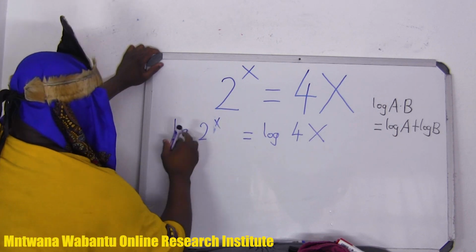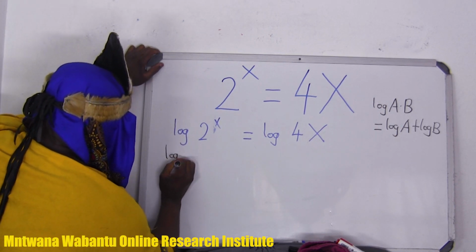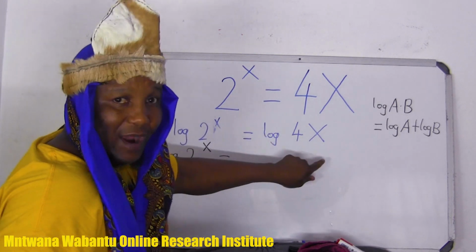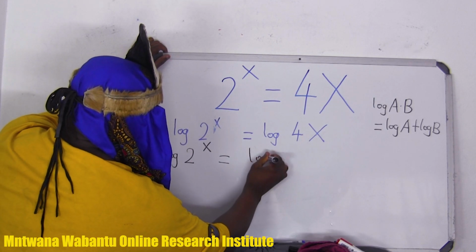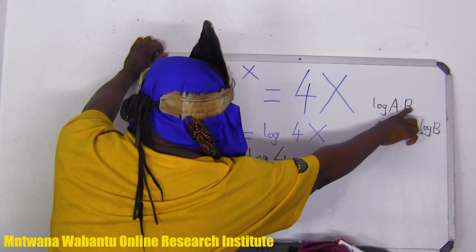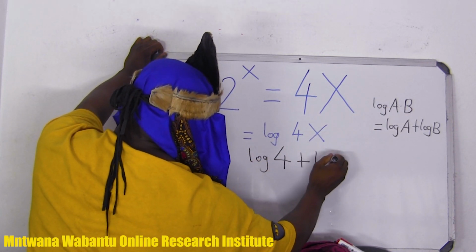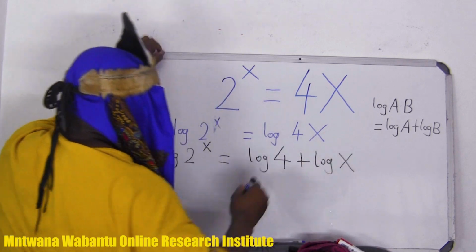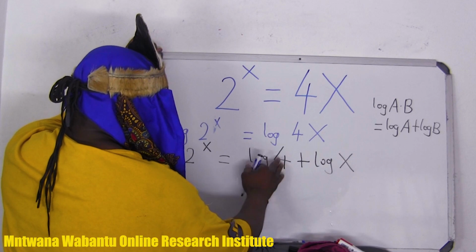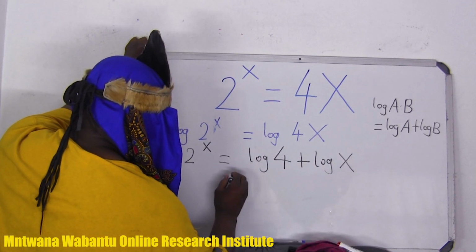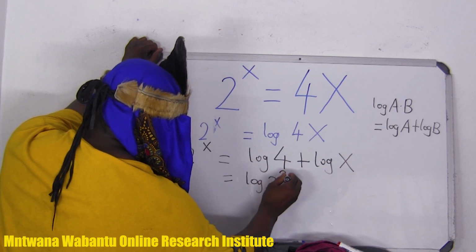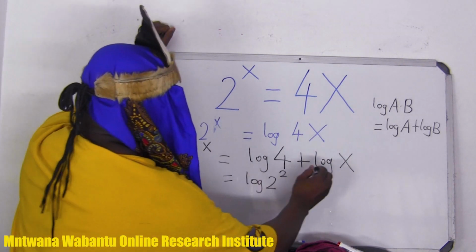So I'm going to apply that here. I have log of 2 to the power x. Applying the rule, the right side becomes log of 4, but since there's a multiplication between 4 and x, just like a times b, I'm going to say plus log of the second one. Now what is 4? 4 is 2 squared. So instead of 4, I can say log of 2 squared, plus log of x.